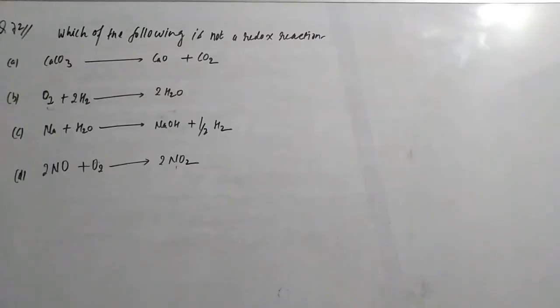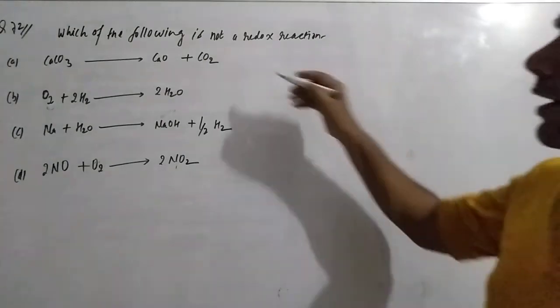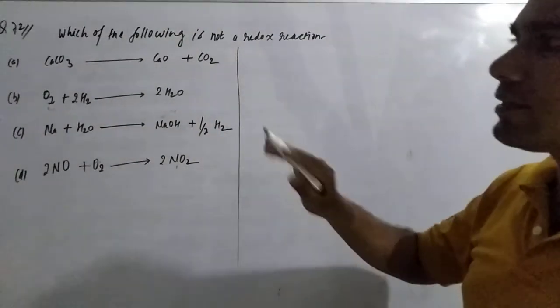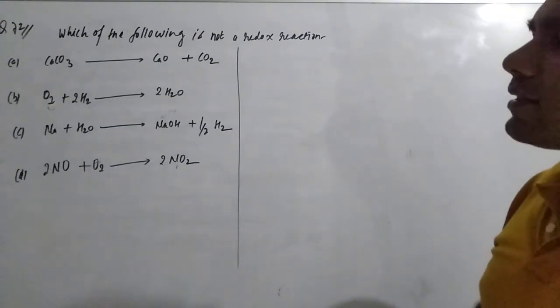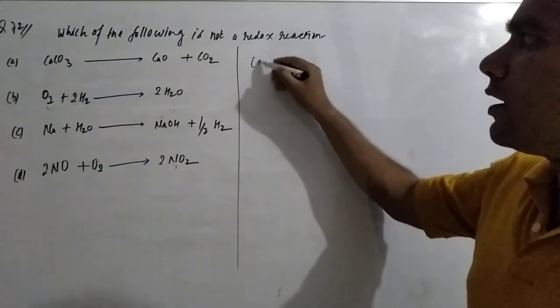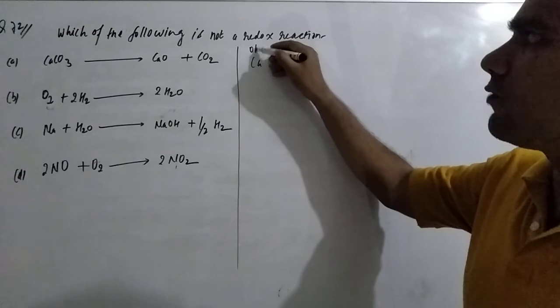And now let us see problem number 72. Quite an easy problem. Which of the following is not a redox reaction? The redox reaction, you know student, is where oxidation and reduction both are taking place. We are taking the options one by one.